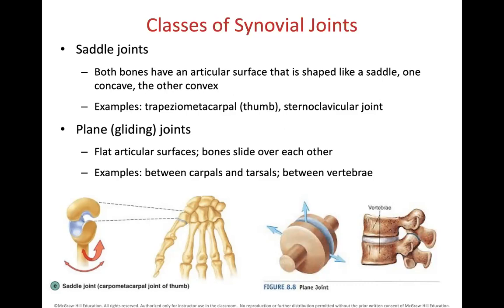Not a whole lot of movement between these. The examples I give here are between the carpal bones and between the tarsal bones, so all those little bones in the wrist and the ankle. And then also between the vertebrae. If you look at one vertebra up against the next, that's going to be a gliding joint. You have two flat bones basically passing over each other, with just a little bit of movement.